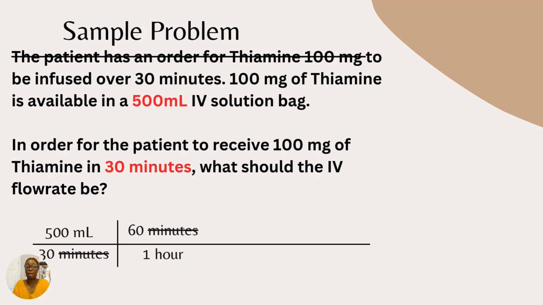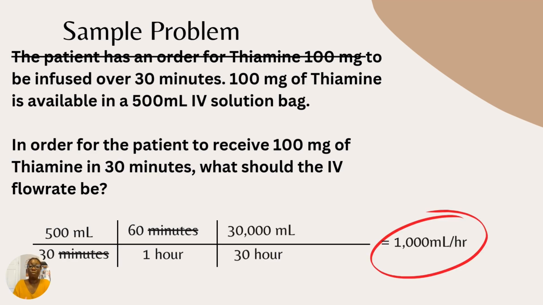So we can do our final step to solve. And the way that we would solve is we would multiply everything in the numerator by each other, everything in the denominator by each other, and then we'd go ahead and divide our numerator by our denominator. So 500 times 60 is going to give us 30,000. That unit of milliliters transfers over. And then we have in the denominator 30 times 1, of course, equals 30. And then that unit of hour was never canceled out, so that transfers over. So we're left with 30,000 milliliters over 30 hours.